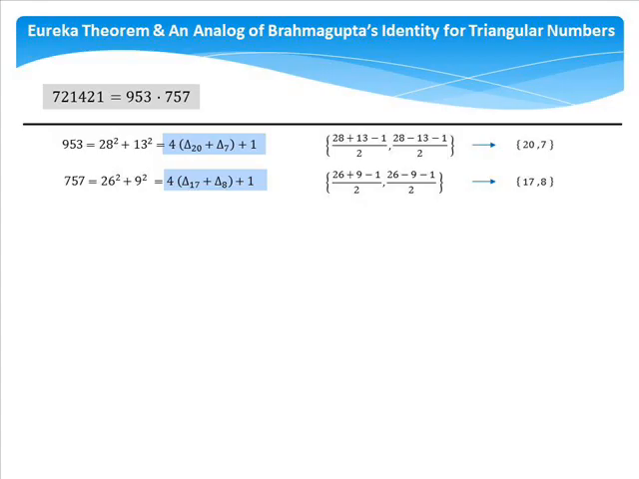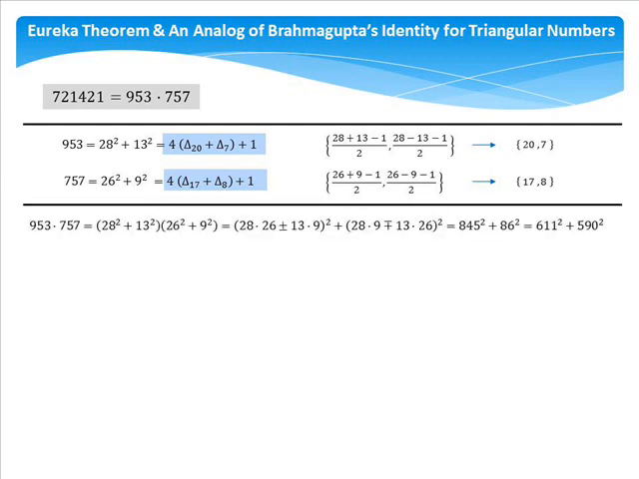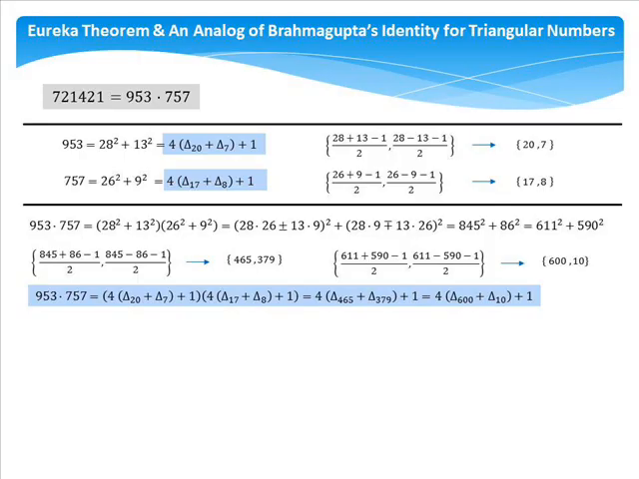Second, to find the triangular numbers for 721,421, we can follow two different approaches. The first applies Brahmagupta's identity, yielding two sum of squares pairs, 845 and 86, and 611 and 590. From these, we compute the triangular number pairs, 465 and 379, and 610.